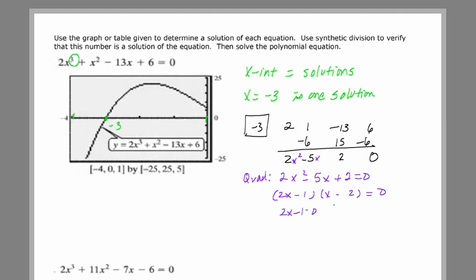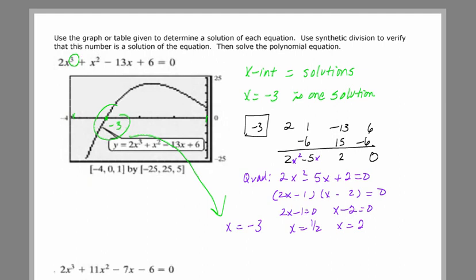So if we set those guys to 0, we get one of them to be a half, one of them to be 2, and then the original one that we got over here comes down as another solution, x equal -3. So that's a total of 3 solutions. We knew we were going to find 3 because the degree was 3.